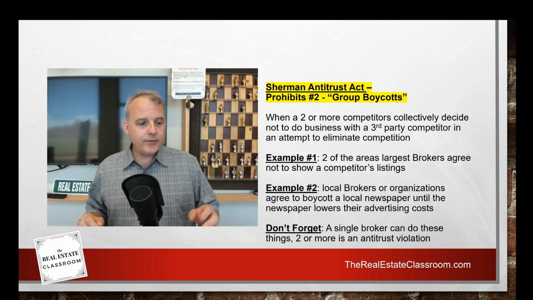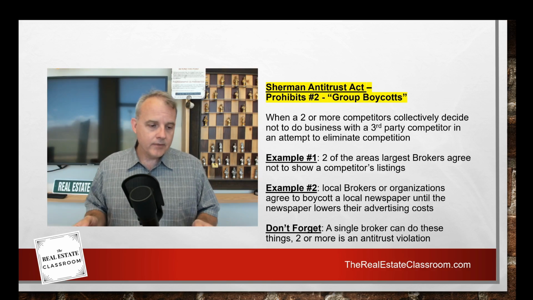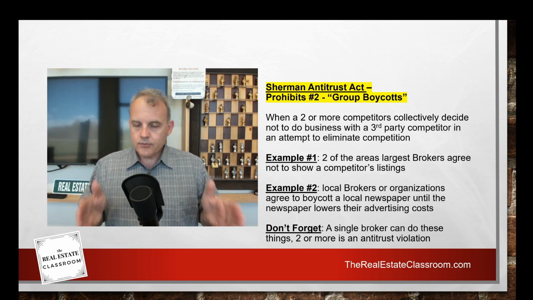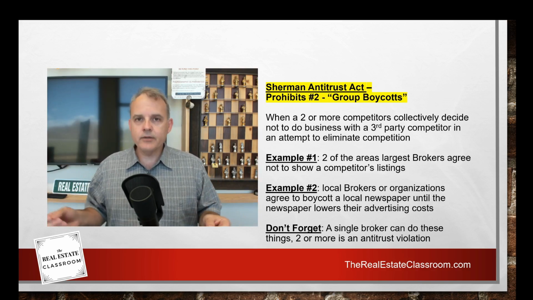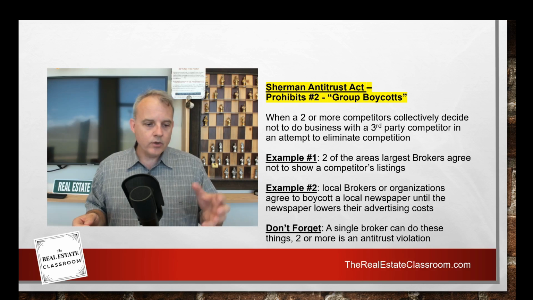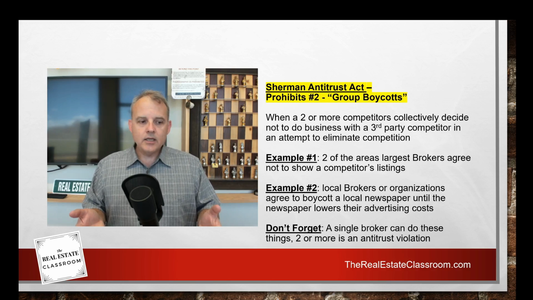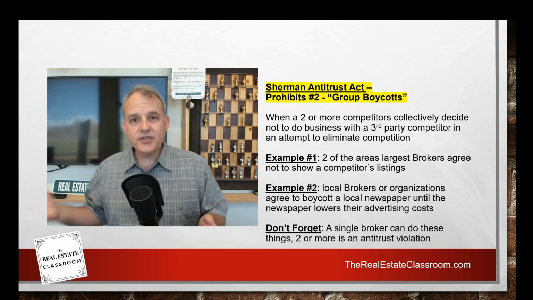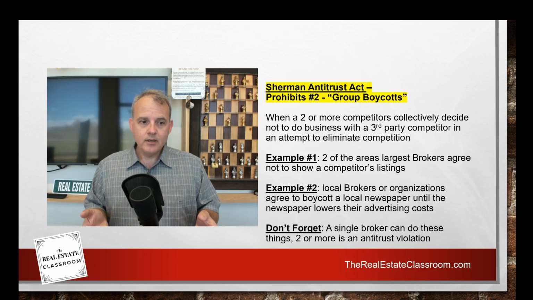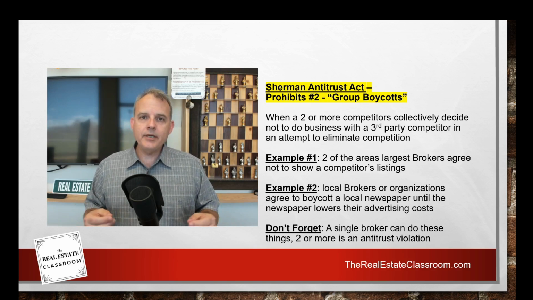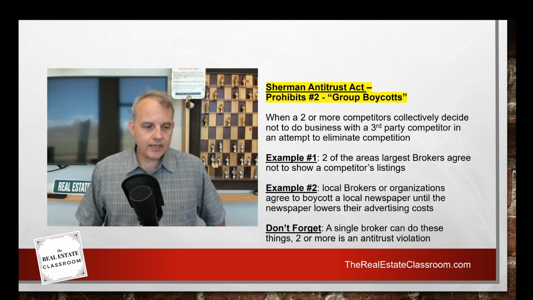So let's say we have broker A, B, and C. And let's just say, for example, all three companies have 33% of the market share in their local area. So broker A and B get together and say, hey, listen, let's not show broker C's property. What they're trying to do is eliminate competition. That would be a violation of the antitrust law.